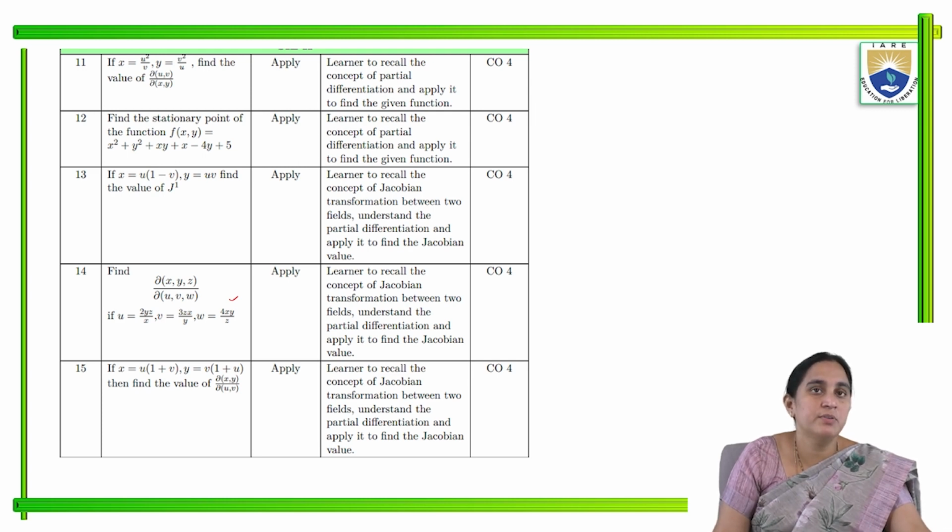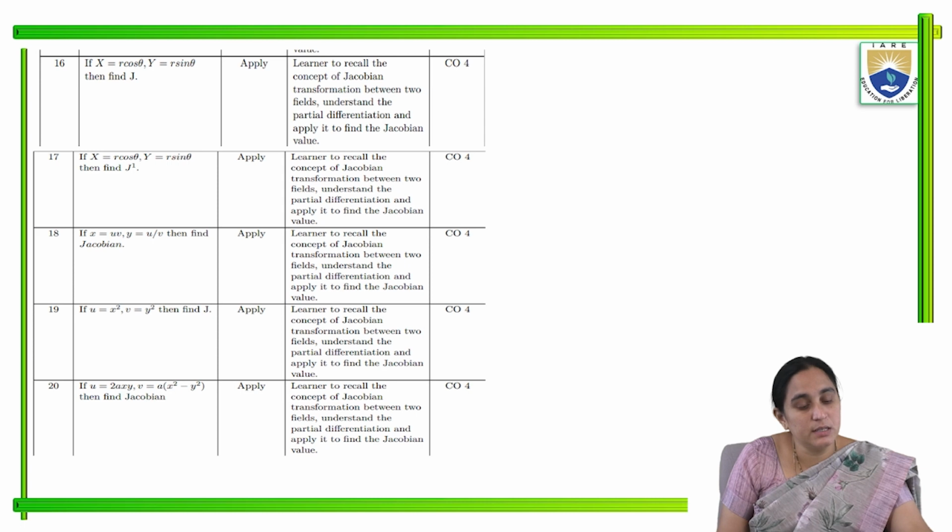If the question is in 3 variables, meaning the functions are in 3 variables, write it as the formula in 3 variables. If the question is in 2 variables, meaning functions are in 2 variables, write it as the formula in 2 variables for the Jacobian. Okay, next, if x is equal to r cos theta, y is equal to r sin theta, then find j. This also comes under Jacobian. There x is in r comma theta and y is in r comma theta according to the formula. And 17th also same, x is equal to r cos theta and y is equal to r sin theta.